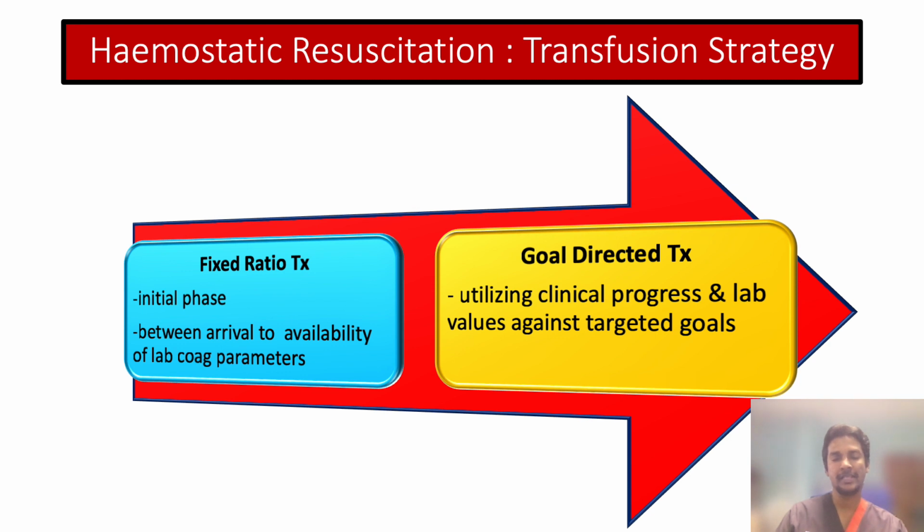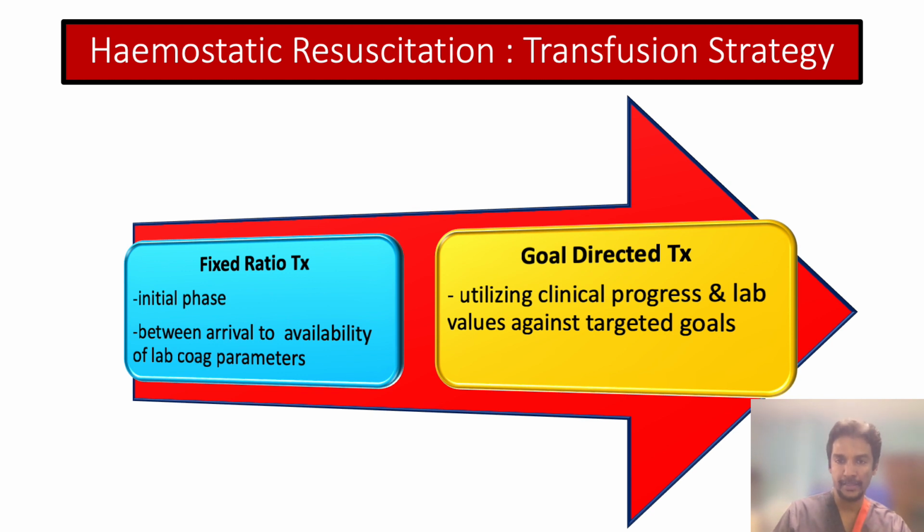Now let's talk about transfusion strategy in a bleeding hemorrhagic shock patient. During the initial phase, a fixed ratio transfusion or empirical transfusion should be administered in a 1-to-1 ratio. This will usually take place between the arrival of the patient until the lab coagulation parameters or the viscoelastic hemostatic assay results are ready. Once you have those results ready, this empirical or fixed ratio transfusion can be changed into a more precise goal-directed transfusion by using those parameters as a guide.